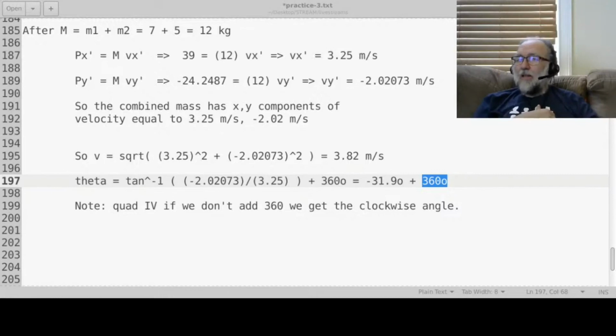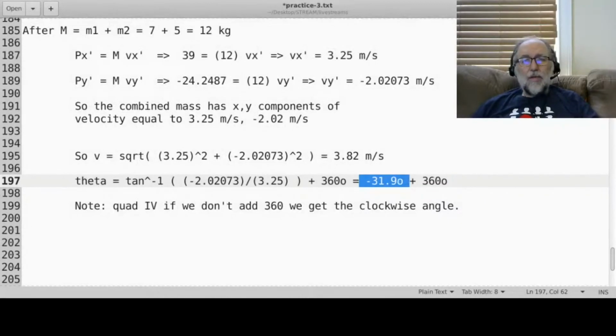But you know what? Adding that 360 is actually optional. Now, I didn't say that when I first introduced the vectors and the conversion between polar and Cartesian, because I didn't want to overwhelm you at that time. But now we can see that you could just stick to that negative 31.9, and that is the correct answer. Only because it's negative, you have to think about measuring it clockwise.